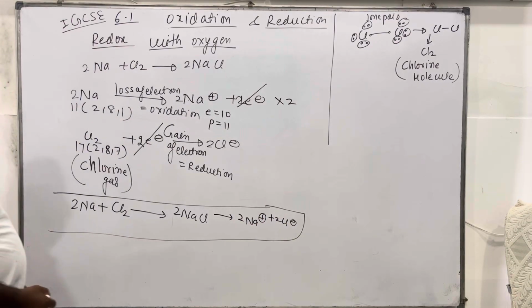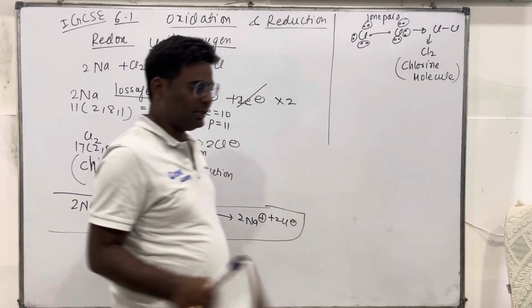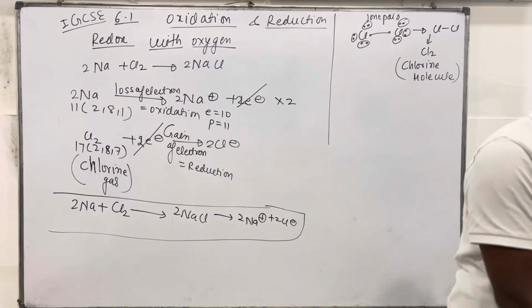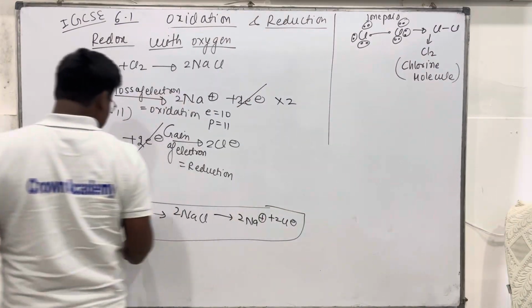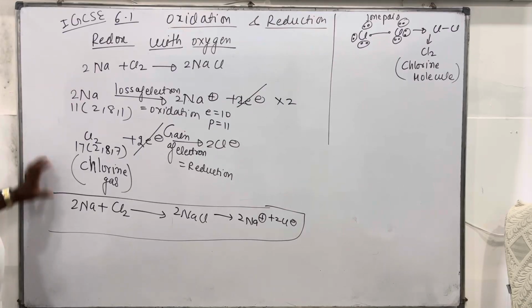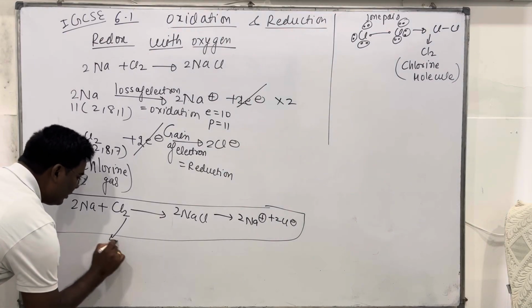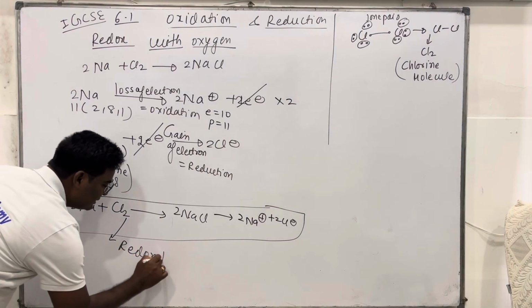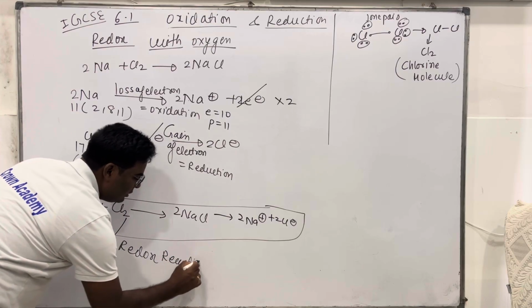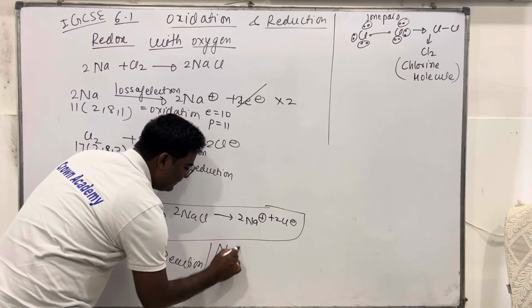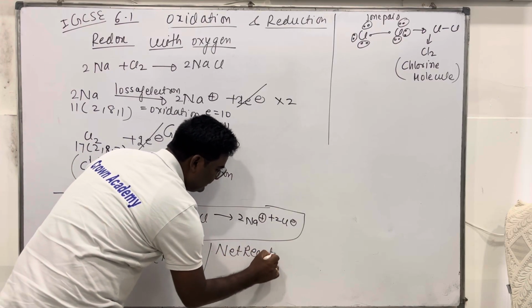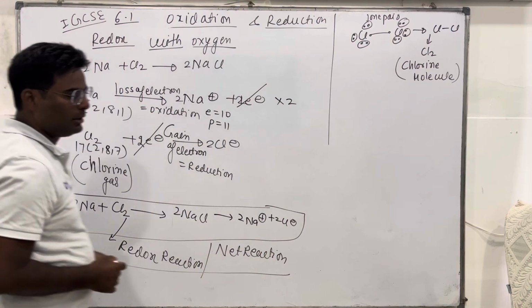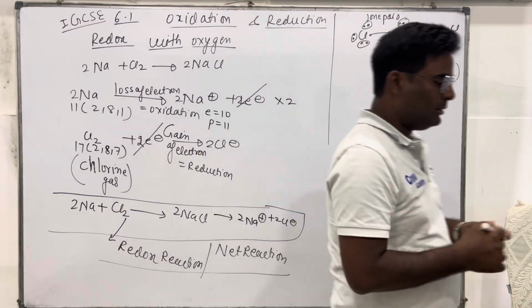So this whole reaction is called redox reaction. This addition of oxidation and reduction is called redox reaction. This is your redox reaction. Or in chemistry it is also called as net reaction. Net reaction. Write it down up to this point.